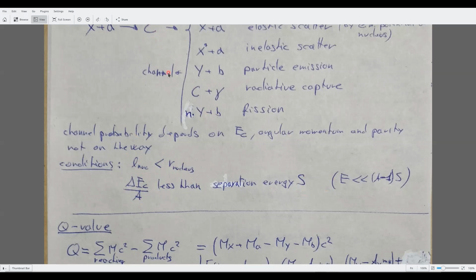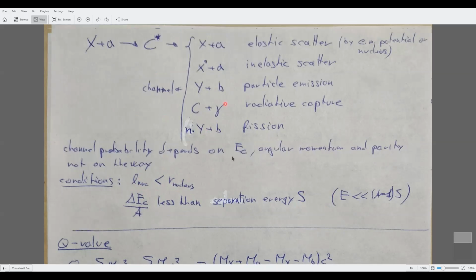This is a model to describe the nuclear reaction, but it's quite useful because you can actually have several channels from a reaction, and in the calculation of the nuclear reaction rate, you have to consider the several probabilities of the channels.